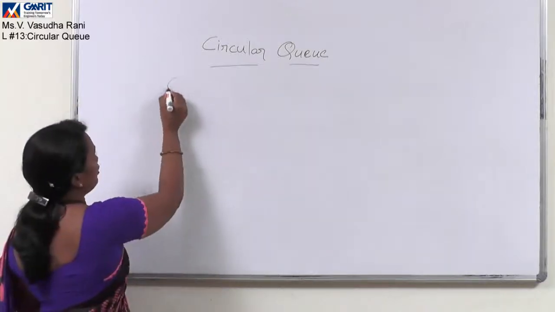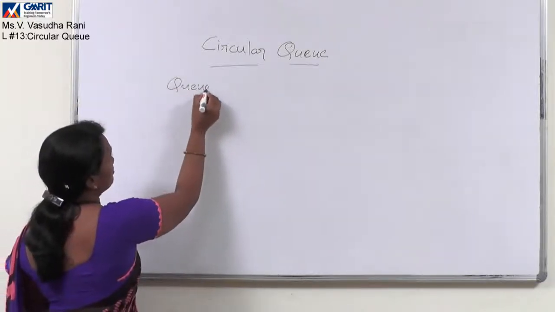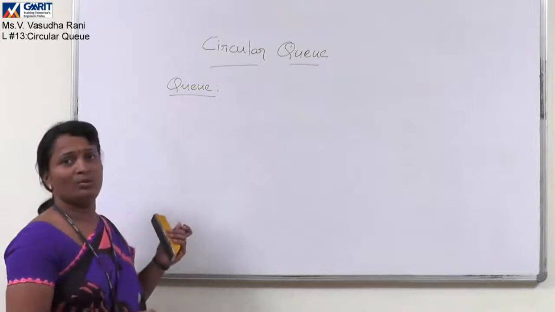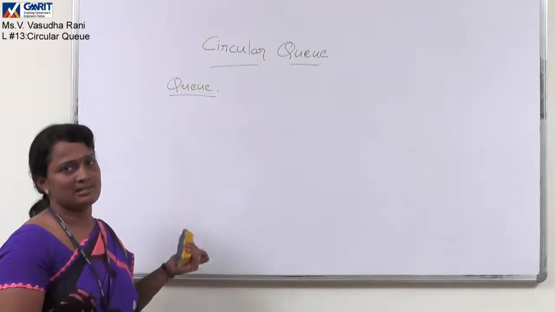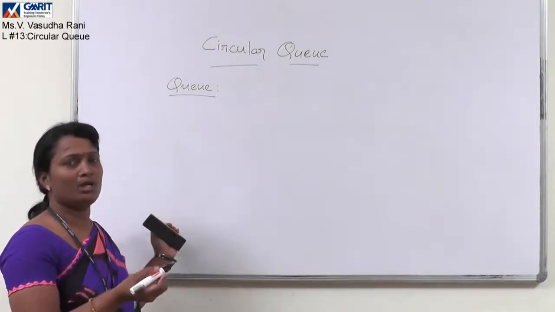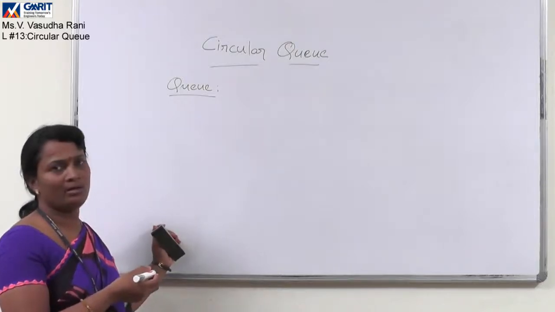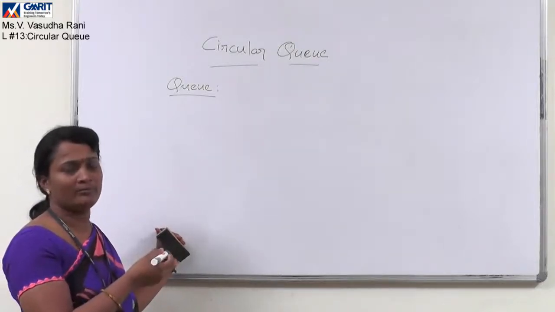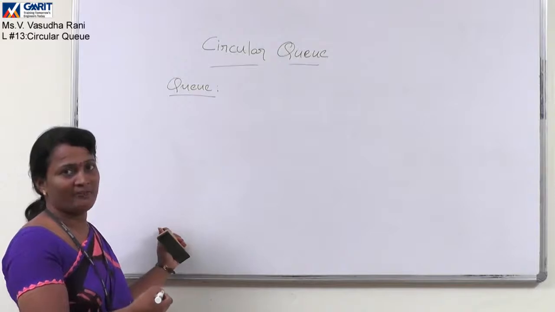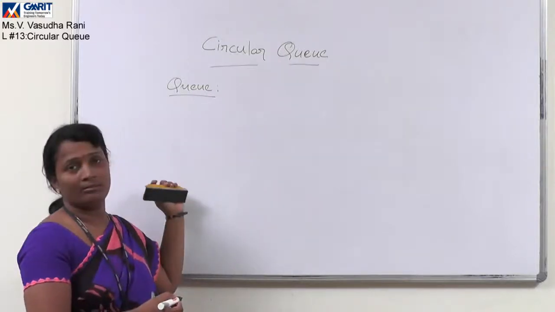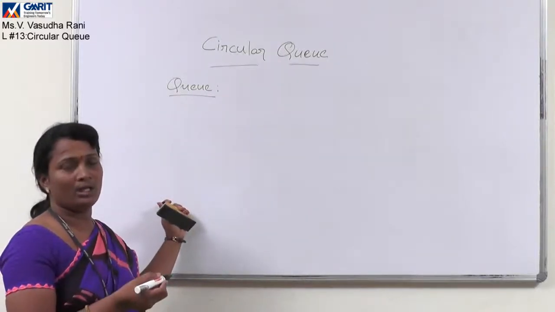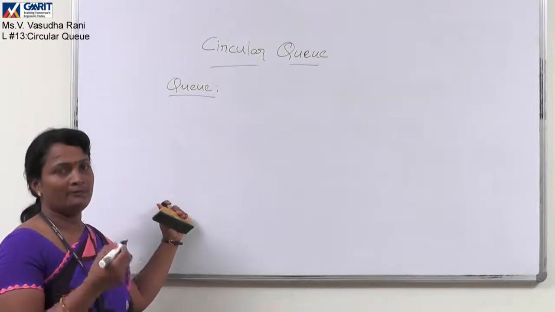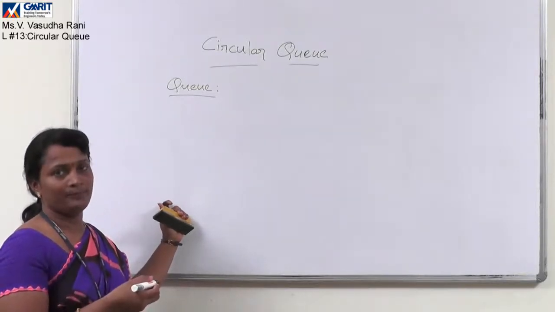Today we'll have the concept of circular queue. We already know about the queue data structure, which we have already seen. Queue is a linear data structure with a list of elements in which new data elements can be inserted from the rear end and deletions can be performed from the front end. That we know. But here we are going to see a different type of queue itself.